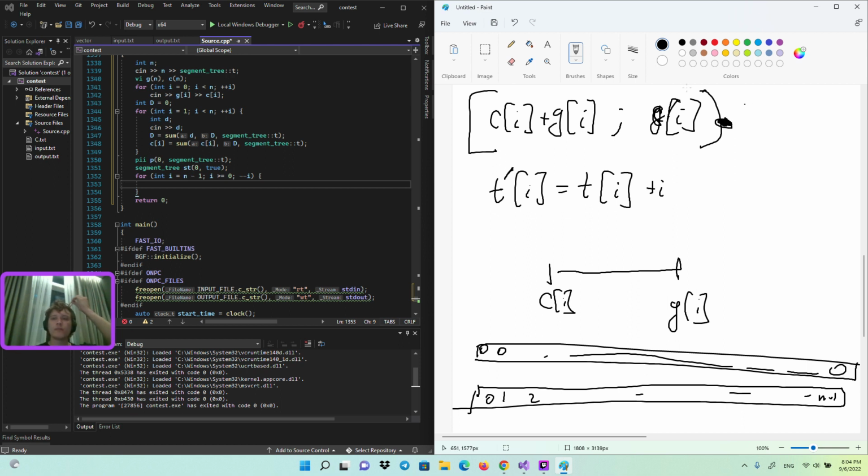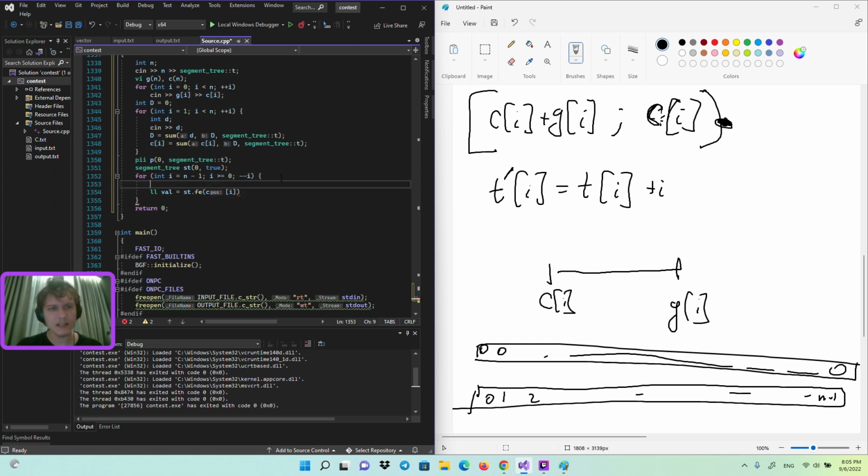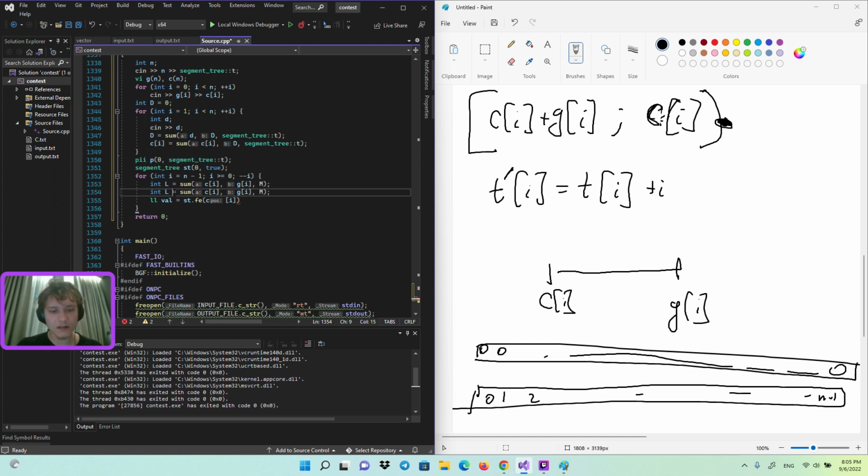First of all, we have to take the point CI. This is CI, as I said. We have to take the point CI, and maybe find the value. So val equals st dot find element on position CI. Okay, let's just find L equals CI plus GI modulo M, and R is just CI. And we find element R for P.